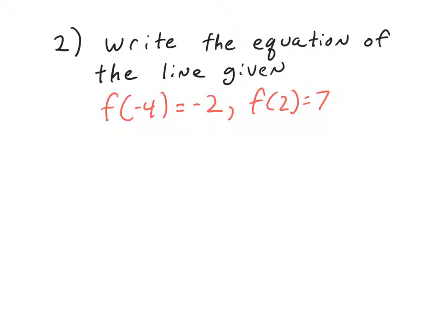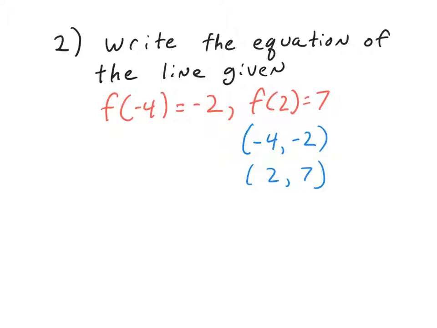Number 2, it's asking us to write the equation of the line given. So we have 2 points. I'm going to go ahead and write these in point form. So first point is negative 4 and negative 2. And the second point is 2 and 7.